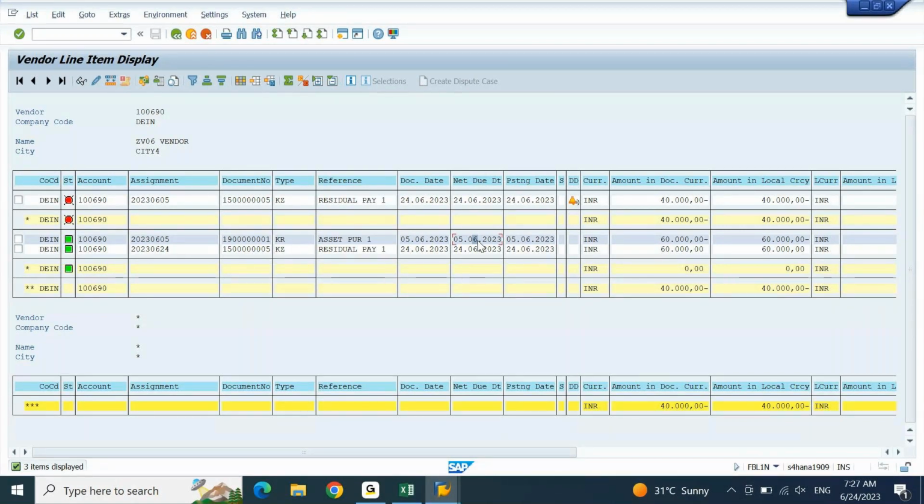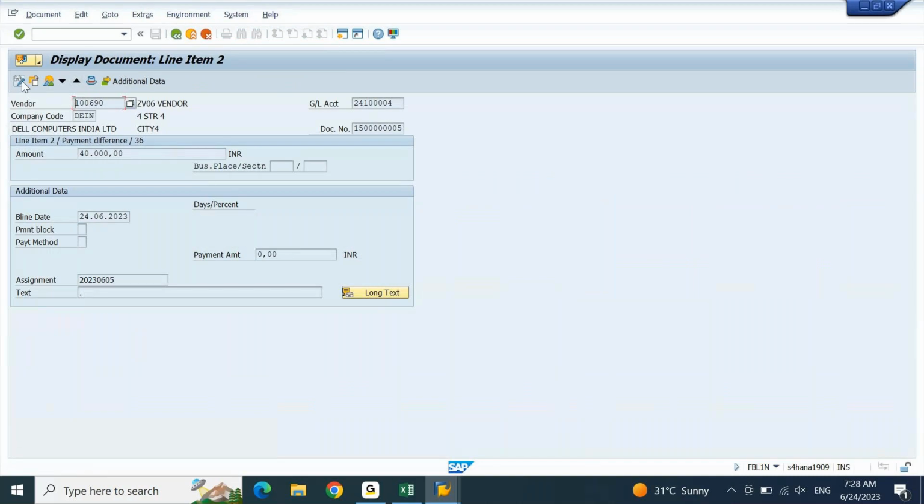Even when you pass a residual payment, you need to make sure you take the document date as the original invoice date. For this to happen, while posting the entry, the user will have to change it manually. Let me open this line item. Let me go to change mode. And here the user will have to change the due date to 05/06 manually. Now the user might change, the user may not change.